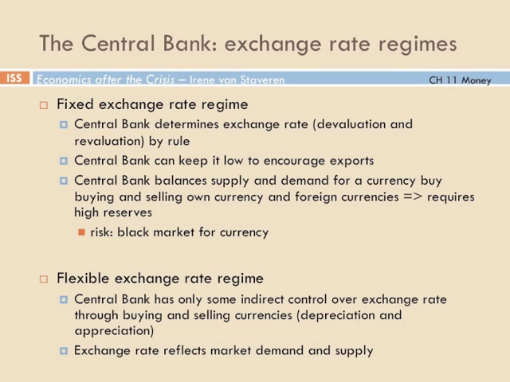The other system is a flexible exchange rate regime. It's not the central bank that sets the price, but it's the demand for a currency and a supply for a currency in international currency markets that set the price. But the central bank has an indirect control, because it can influence the price of a currency by buying lots of it, making it more expensive, or selling lots of it, making it cheaper.